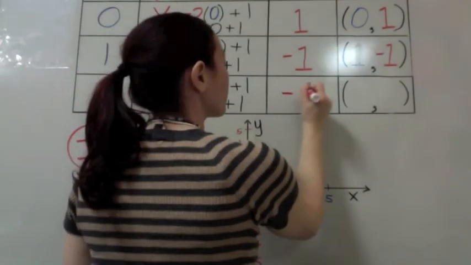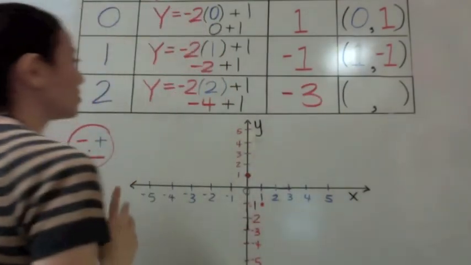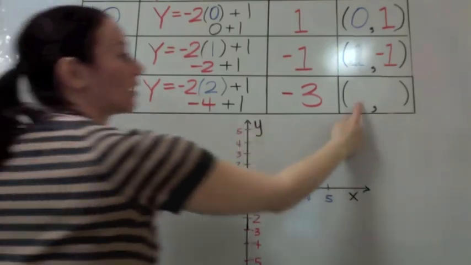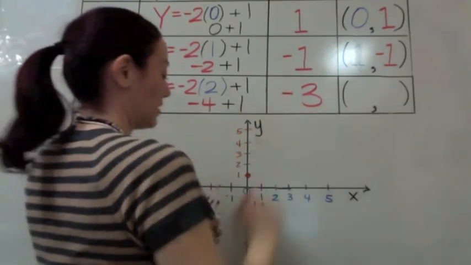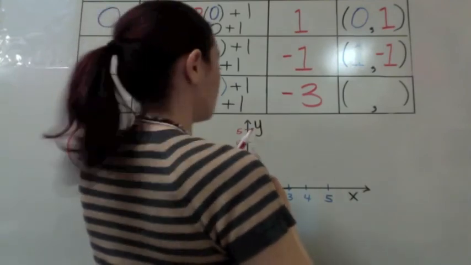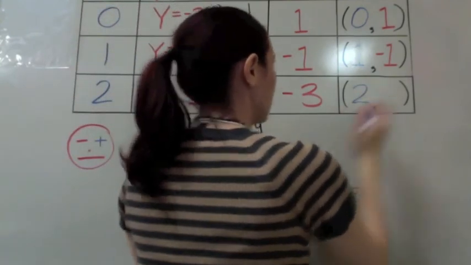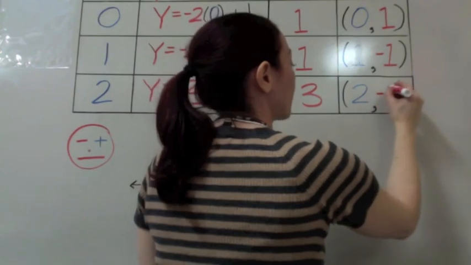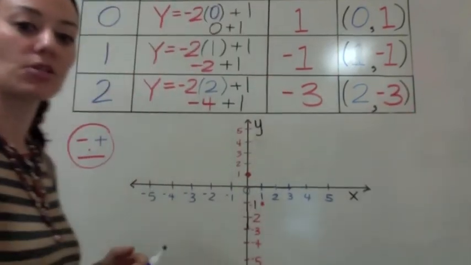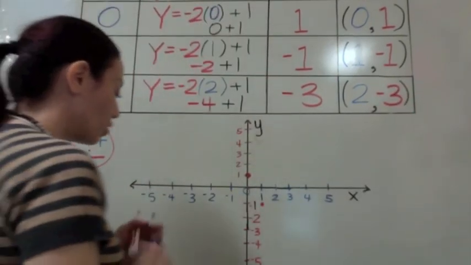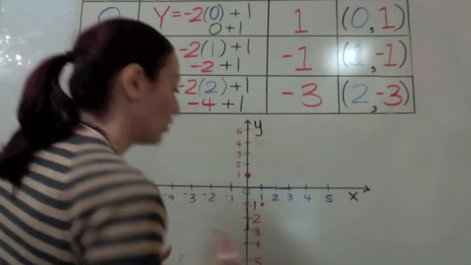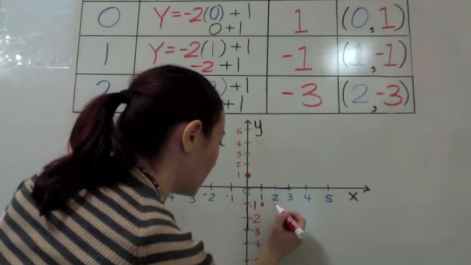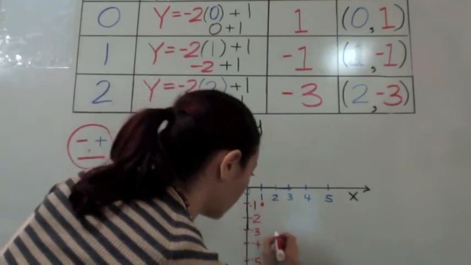Cool. So our ordered pair then is going to be what? What's x? X is 2. What's y? It's -3. So we're going to write 2, -3. Great, so let's graph that really quick, okay? So we're going to start at 2, where x is 2. Where are we going to go? Down 3. We're going to go down 1, 2, 3.